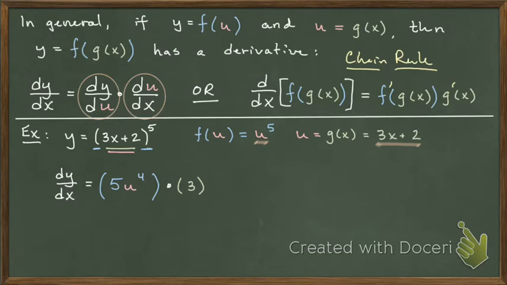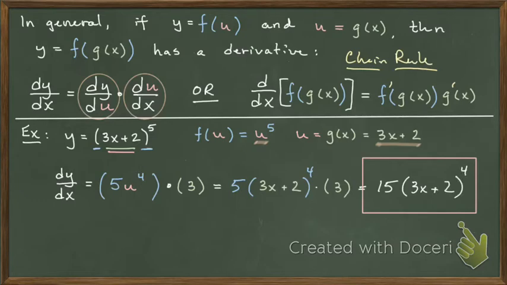And all I have left to do is plug in what u is. So I've got a 5 times 3x plus 2, that's u, all to the 4th power, times a 3. I can just quickly simplify this to 15 times 3x plus 2 to the 4th power. So I work my way outside in. I think about the outside function being like that quantity to the 5th. How would I take a derivative of something to the 5th? Well, that's 5 times the something to the 4th power now. I subtract 1, bring the power down. I'm using my power rule. And then I take the derivative of the inside and multiply them.